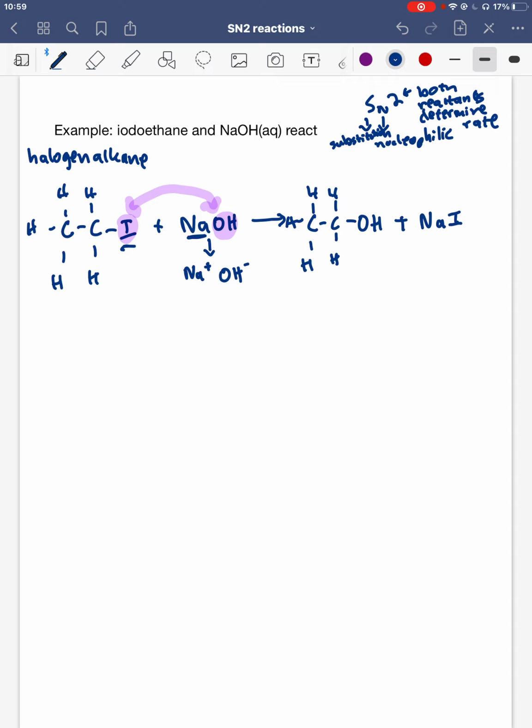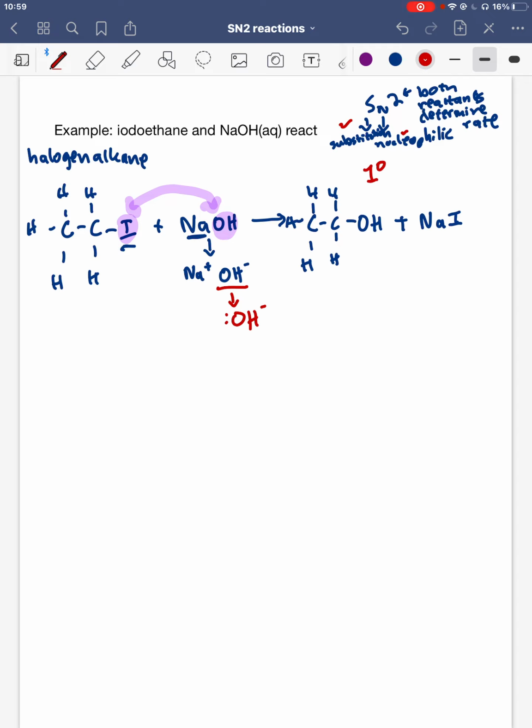All right, so how do I know I have an SN2 mechanism here? Well, OH minus is indeed a nucleophile. It has a lone pair. It is electron rich, so nucleophile. I see I'm doing a substitution reaction. Why is it SN2 and not a different nucleophilic substitution, which would be SN1? Well, because SN2 is the preferred mechanism, I should say, for primary halogenoalkanes.